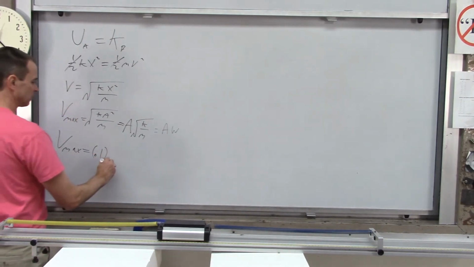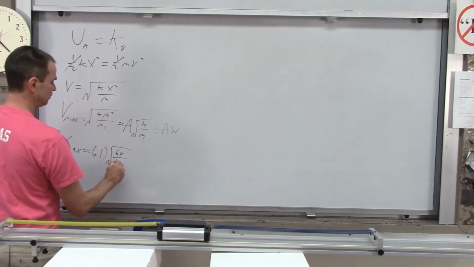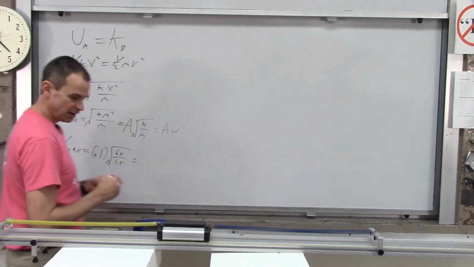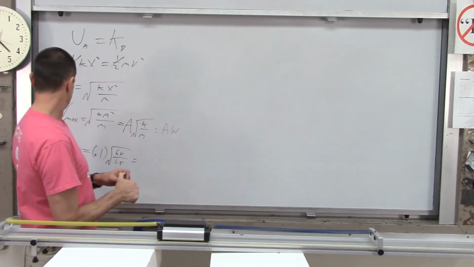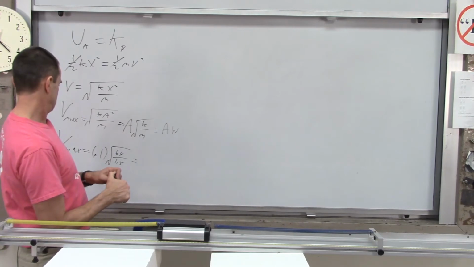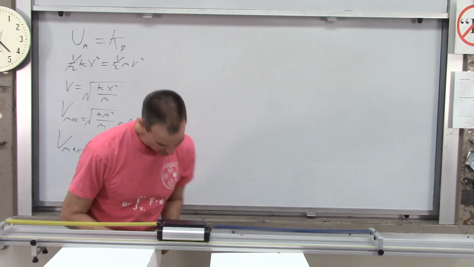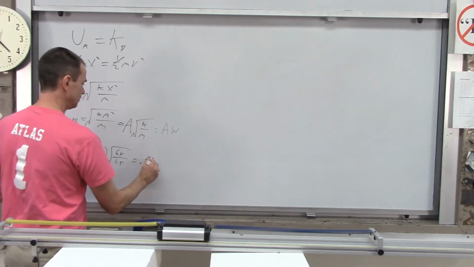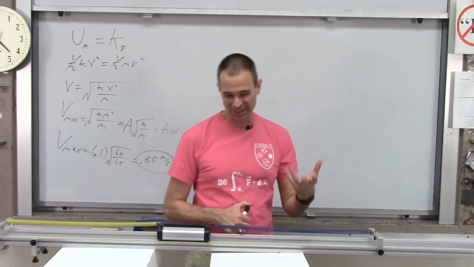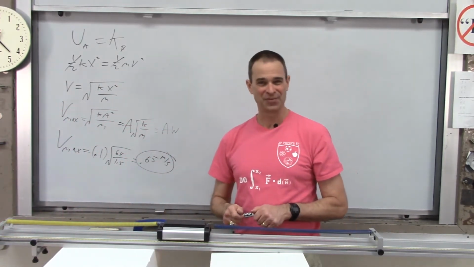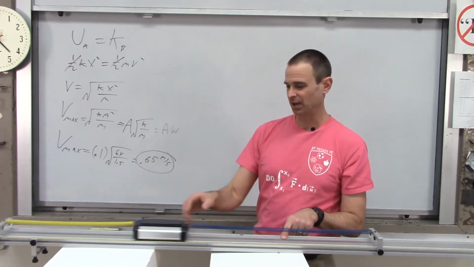So it's 0.1 root k, which we got as 64, over the mass, which is 1.5. When I plug and chug those numbers in, I got 0.65 meters per second, which would be a little over 1 mile an hour, give or take. So yes, not going very fast, but that's kind of what we expected. There's a little cart moving around on the track.